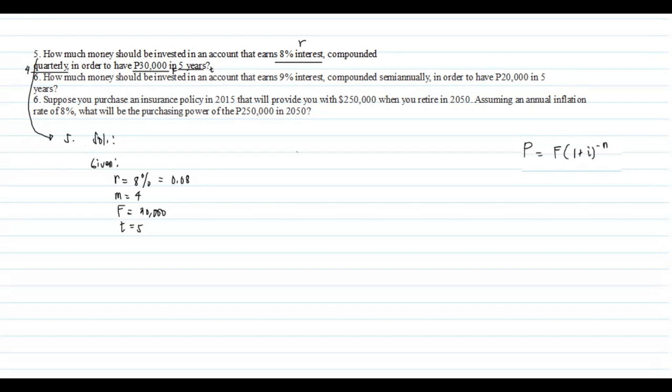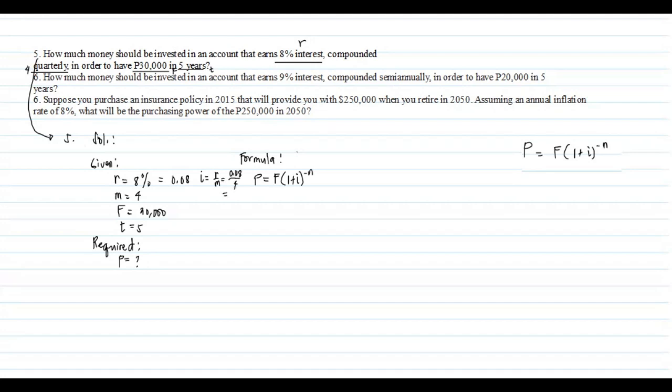Tapos, what would be the required now? So, required is going to be how much money. This is telling us that we are finding for the principal amount. And then, of course, what is going to be the formula that is supposed to be used? That would be P is equal to F times 1 plus I raised to negative N. And again, it's not explicitly defined in the problem what are your I's and N's. So you have to find I. And again, it's I is equal to R divided by M. And again, your R there is going to be 0.08 divided by 4.